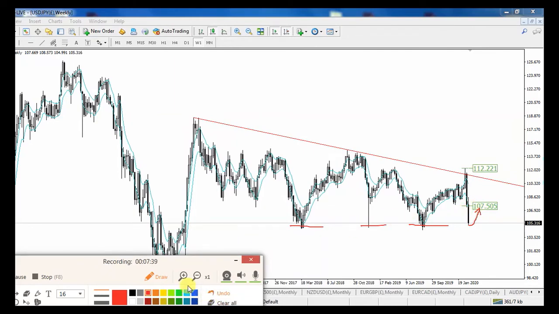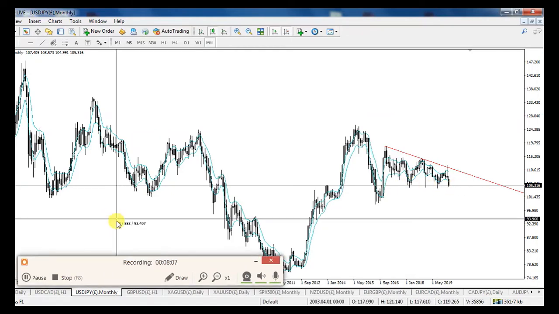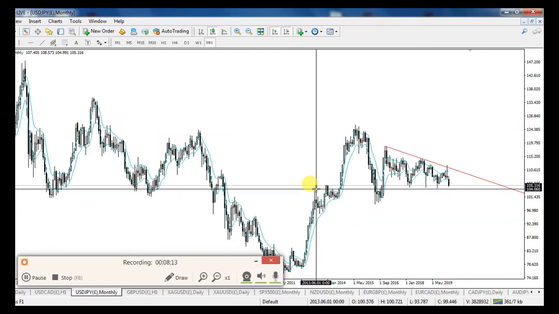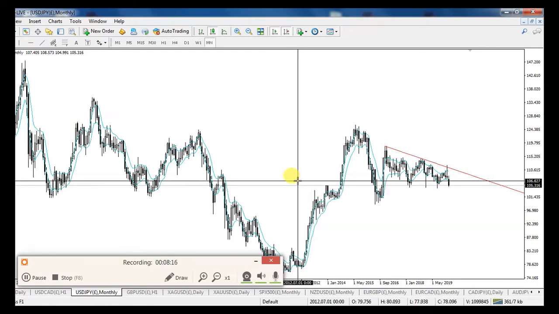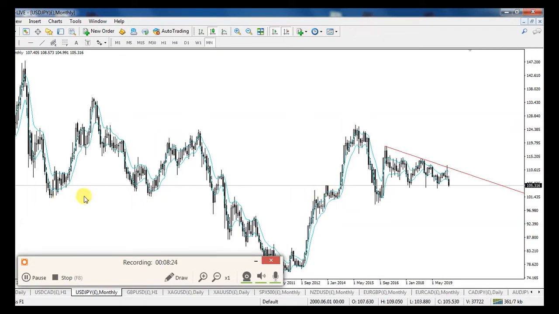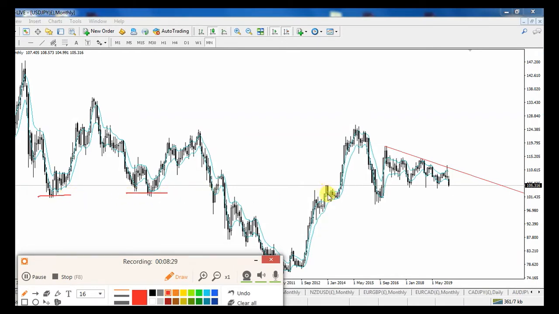However, because this zone has been tested several times and the price is coming down to retest it again, there is a high chance that it will break this zone. I will still wait and see when the price starts breaking these lows. Then I will be looking for the short side, and the target is going to be around the 102.00 zone, where these lows are down here. There are a lot of lows, so it's a good place to have your profit taking target.